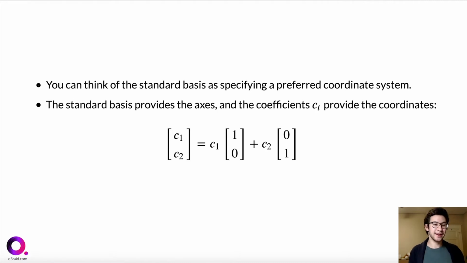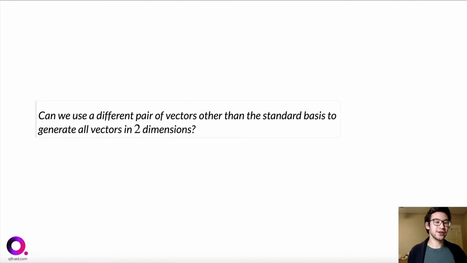However, the standard basis is not the only choice of coordinate system. One could choose a different set of n vectors, and this would change the coordinates which specify the vector. In other words, the coefficients in the linear combination that yield the vector. And so one natural question is, for example, can we use a different pair of vectors other than the standard basis to generate all vectors in 2 dimensions? So let's think about this question visually again.